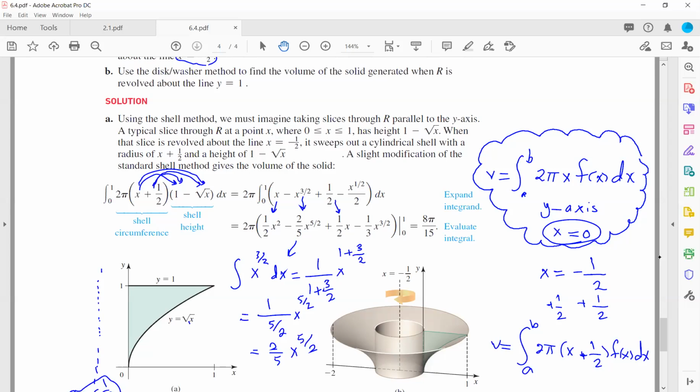All of these terms have variable x, so forget about plugging in 0. Just plug in 1, you get a half minus 2 over 5 plus a half minus a third, multiplied by 2 pi, which gives you 8 pi over 15.